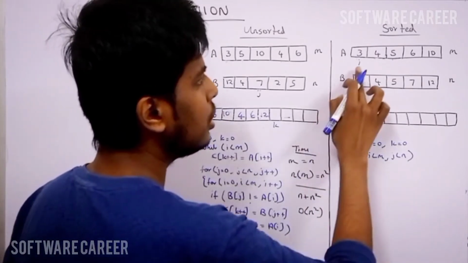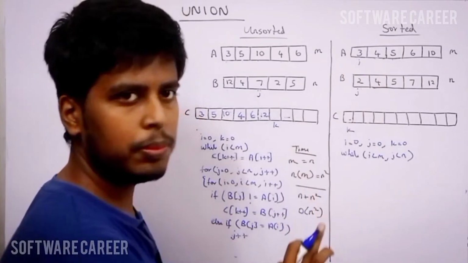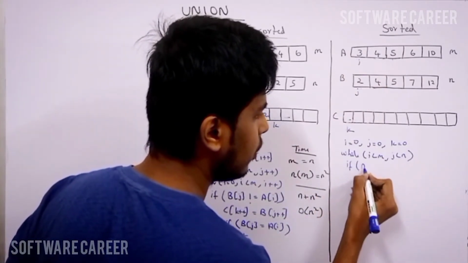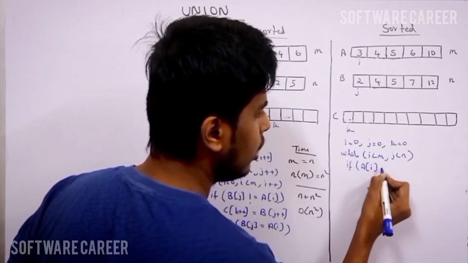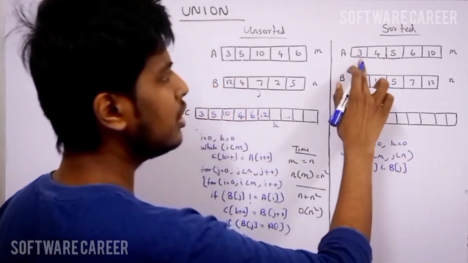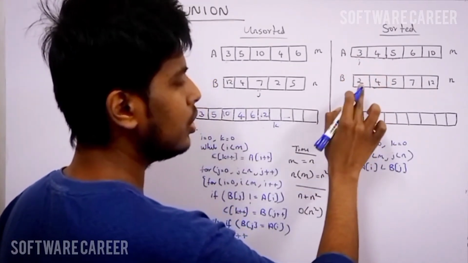Now see, I should compare whether 3 is less than 2. That is, A of I less than B of J. See, I am writing the condition: if A of I less than B of J. If this 3 is less than 2, what? Now see, in this case it's not possible.